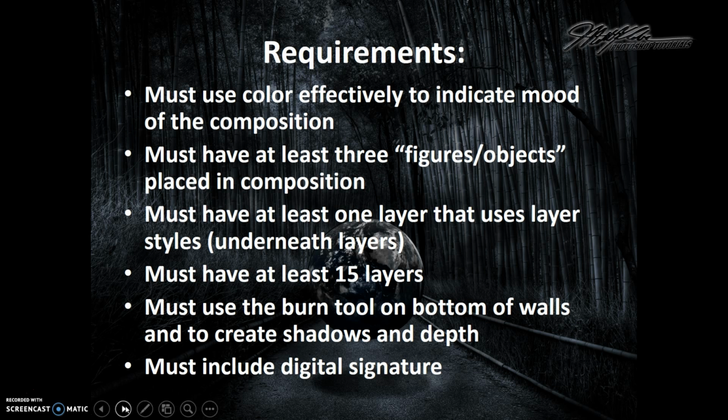So the requirements: you must use color effectively to indicate the mood of the composition, and must have at least 3 figures/objects placed in the composition. You must have at least one layer that uses layer styles, which is underneath layers, and I'll go over that in the video further. Must have at least 15 layers. Must use the burn tool on bottoms of walls to create shadows and depth. And must include a digital signature. If you don't have one, just use the type tool and type it in.